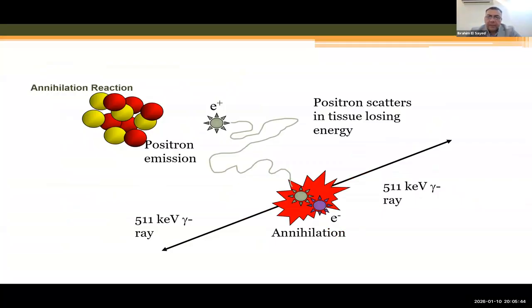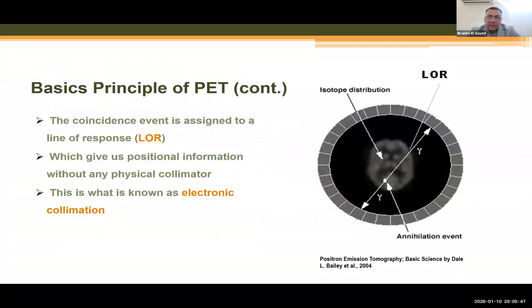So what's next after annihilation happens? When two opposing detectors simultaneously detect the two annihilation photons, the scanner assigns what's called the line of response. We will call it LOR. The line of response is the line connecting the two detected photons at opposite detectors. The annihilation occurs somewhere along this line, but we don't know yet exactly where it is. Inshallah, we will address it in the image reconstruction.